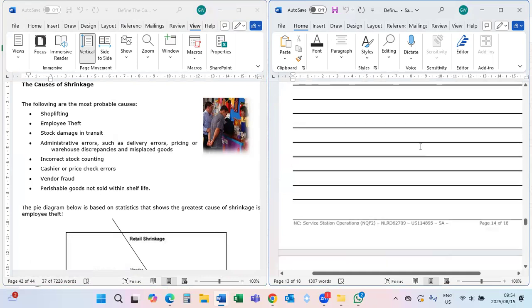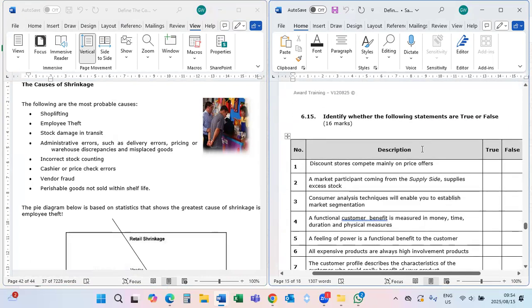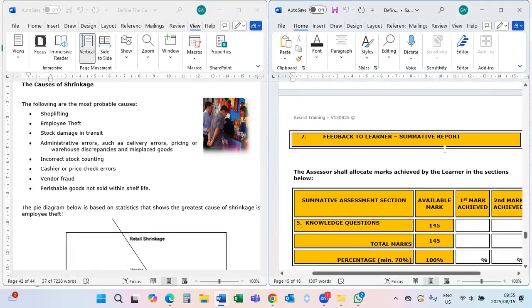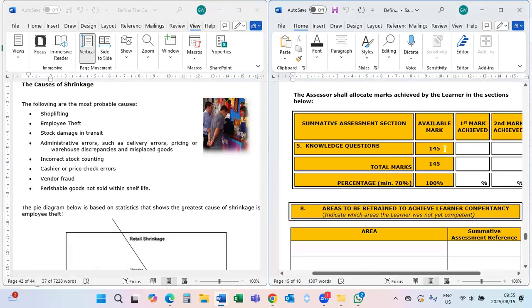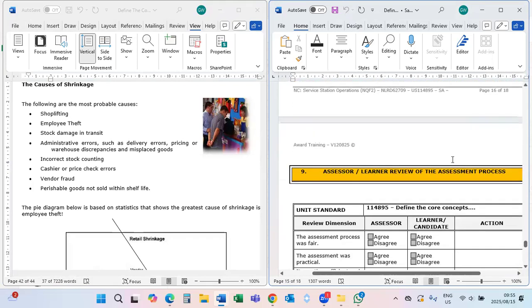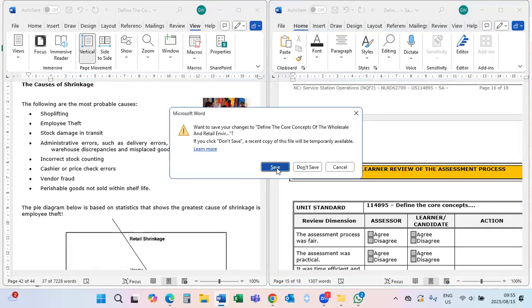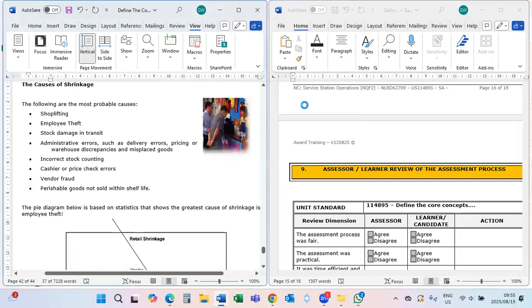All right. And let's see what else we got here. Identify whether the following statements are true or false. You need to complete these on your own. Have a look at the learner guide and then try to complete these as true or false. And that's the end of the summative assessment for 114895. So you will receive feedback on that. And please, this book needs to be handed back to Rion. If you've got any questions regarding this book, please send them on the WhatsApp group to Rion, and he will certainly assist you with what needs to be done.